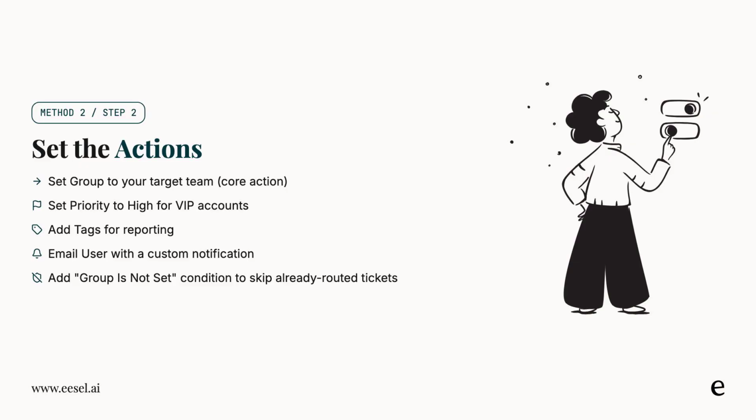Optionally add Set Priority to High for VIP accounts, add tags for reporting, or email user to send a custom notification. Add the condition Group is not set if you want this trigger to skip tickets that group mapping or an earlier trigger already routed correctly.